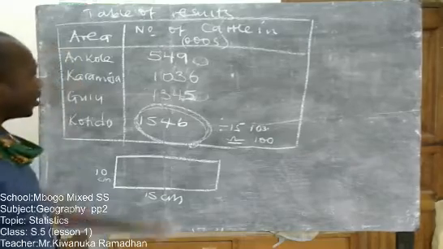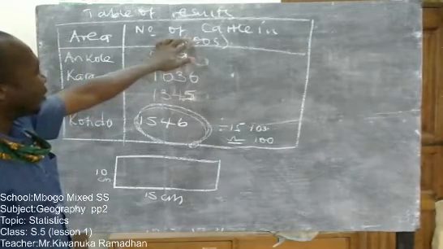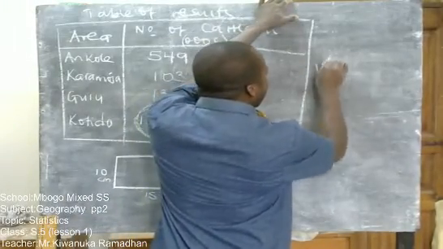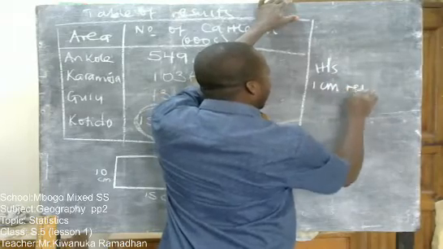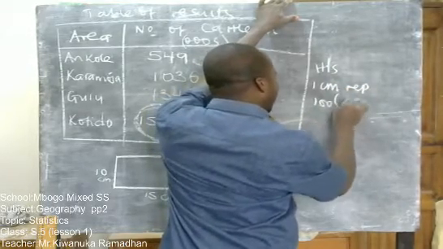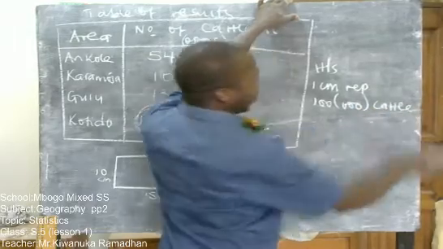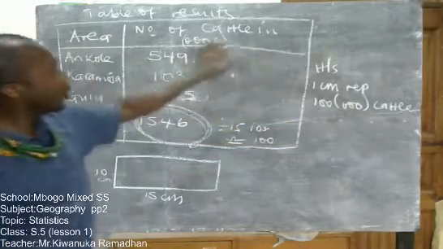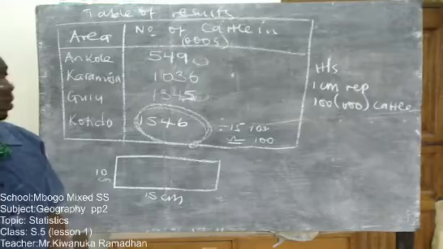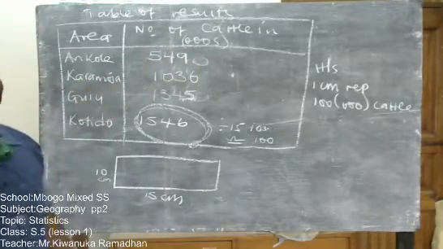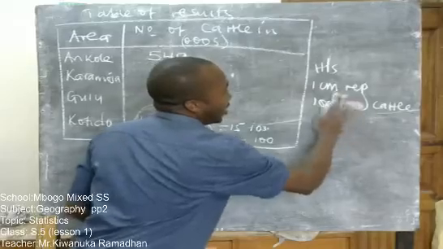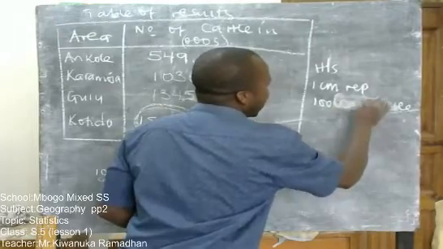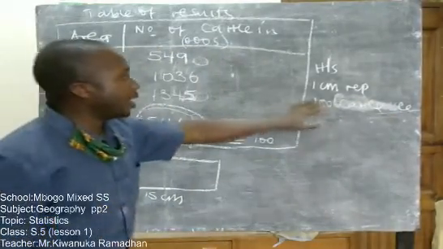Then we settled at 100. But remember, our cattle was in thousands. That is why we said that the scale is 1 centimeter represents 100, in brackets 1000 cattle, that is 100,000 cattle. Why 1000 cattle? Because our table was in thousands. If the number of cattle was not in thousands, then this wouldn't have been there. I would simply say that 1 centimeter represents 100 cattle.